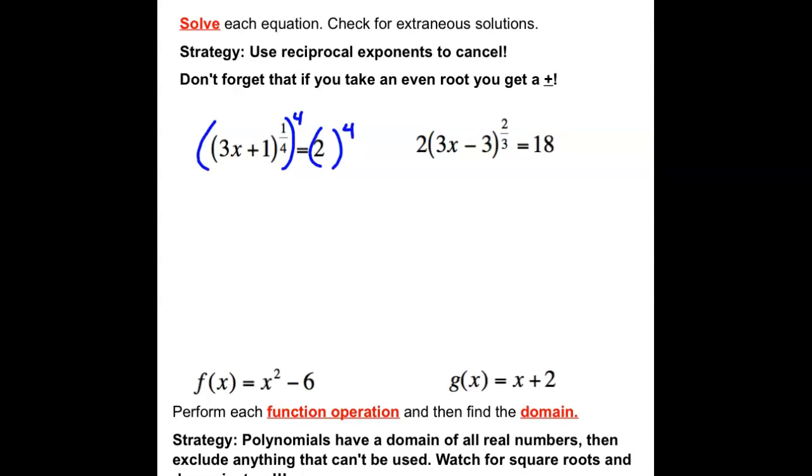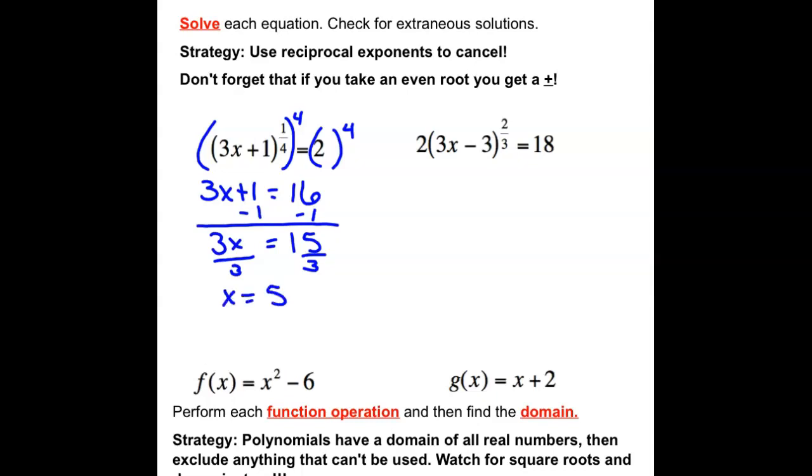Raising to the 4th power on the left side leaves us with just 3x plus 1. On the right side, 2 to the 4th would be 16. Again, we just have a linear equation, so we're going to subtract our 1 over. Try to get x by itself. Divide out our 3. And we end up with x equaling 5.